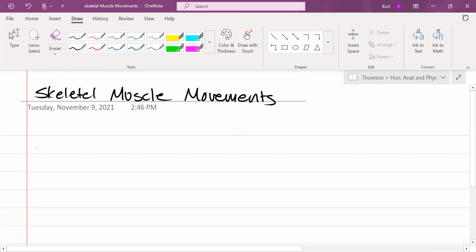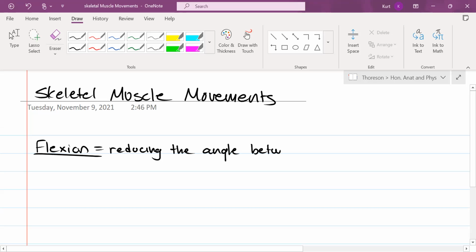Okay, the first term is going to be flexion. Flexion is reducing the angle between two articulating bones. Remember that articulation from last unit means when two bones touch each other and they form a joint?